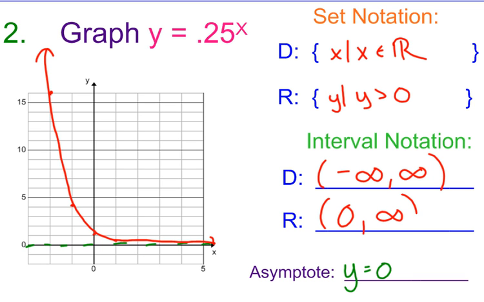So we got the same thing for both graphs, whether it was growth or decay. It's just that the graph looked different. If you have any questions on that, make sure you let me know.